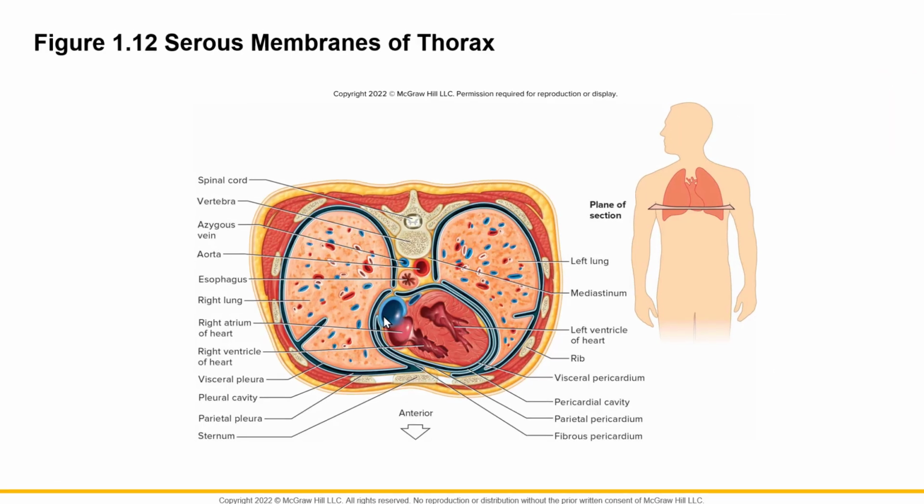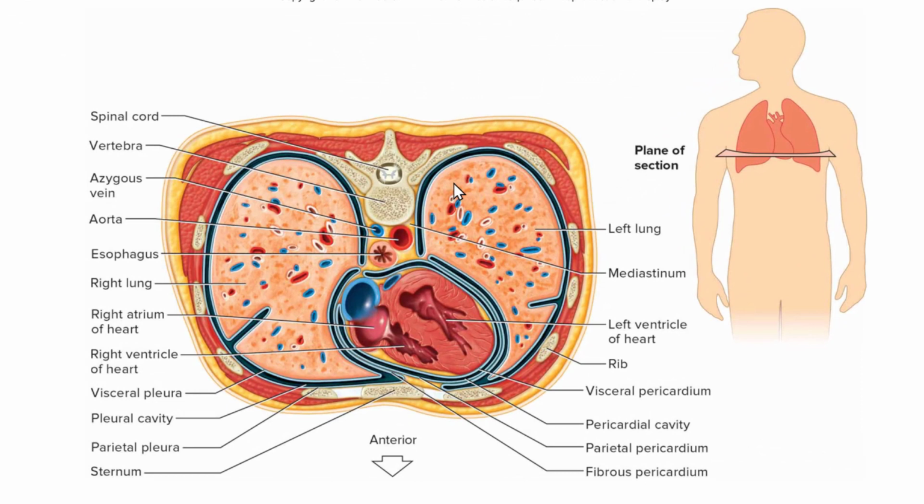So if we look at this cross section, you can start to see these membranes. You can see this membrane around the lungs. You can see the membrane around the heart. So again, the membrane touching the organ here and here is going to be your visceral, and the one on the outside, the parietal, and in that little space would be a fluid. Around the heart, pericardial fluid. Around the lungs, pleural fluid.